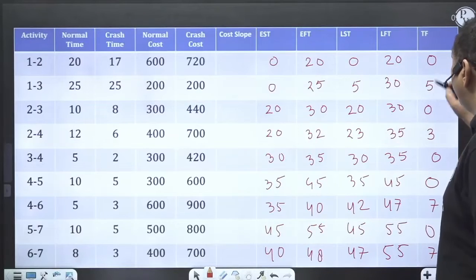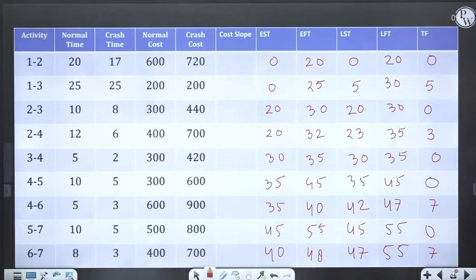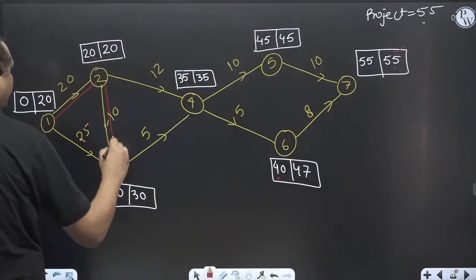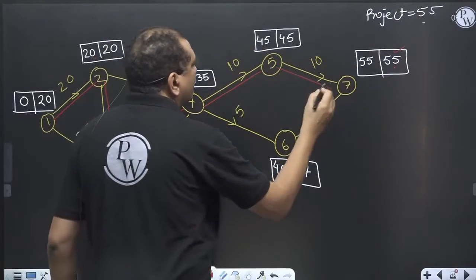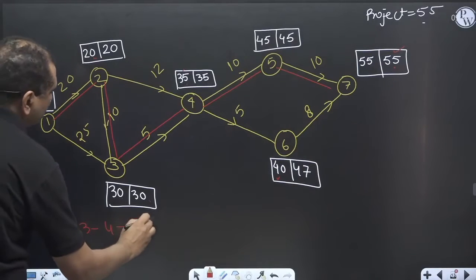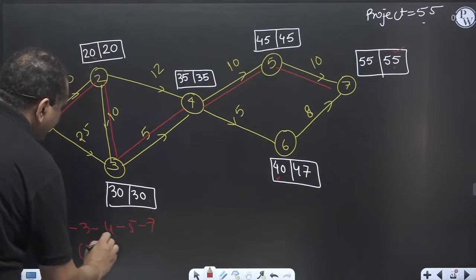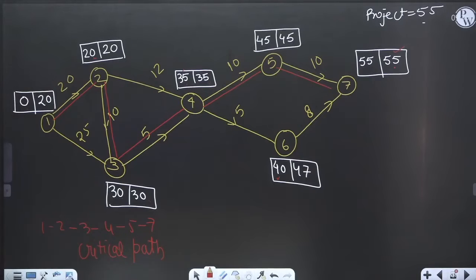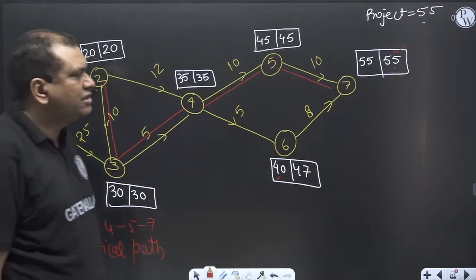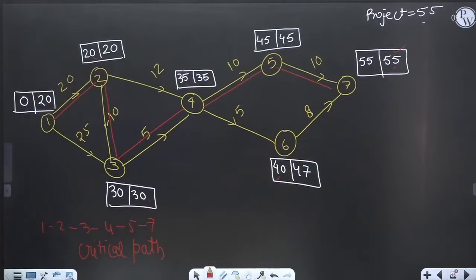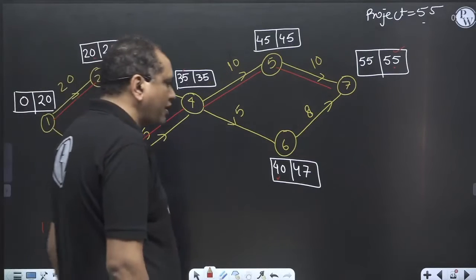So the activities having 0 total float are the critical activities. So these are the critical activities. Critical path is 1, 2, 3, 4, 5, 7. It is a critical path. And the project completion time is 55 days.